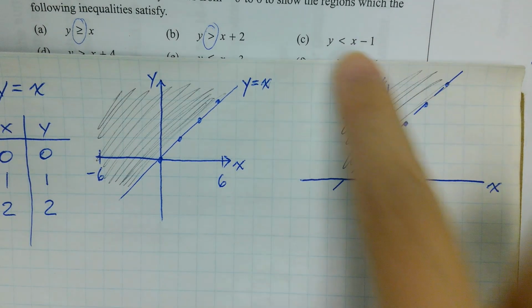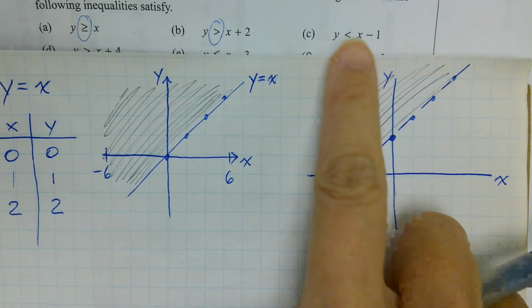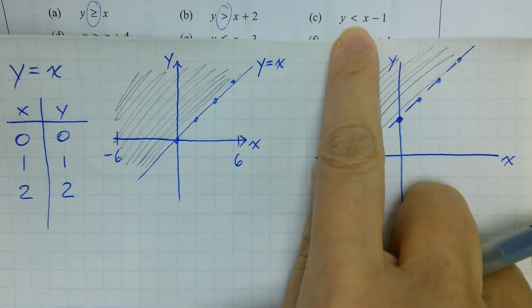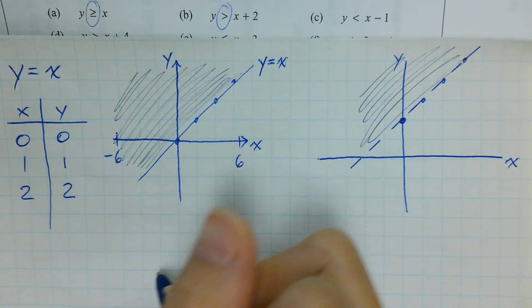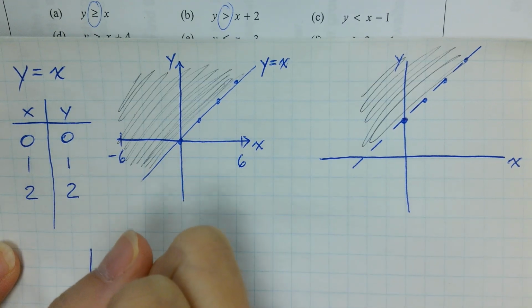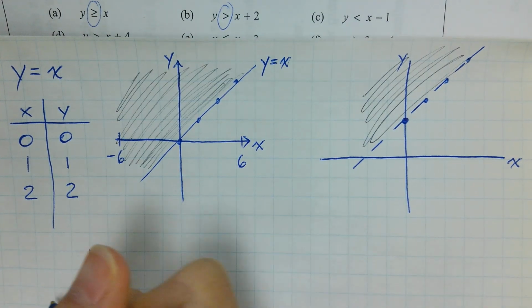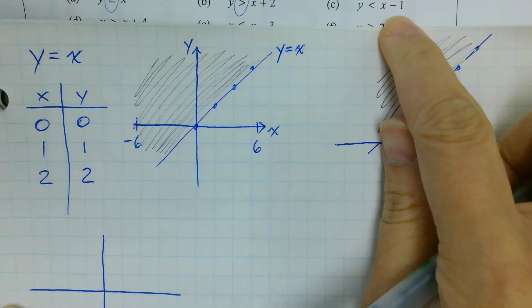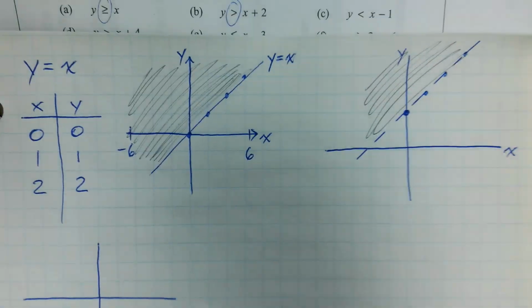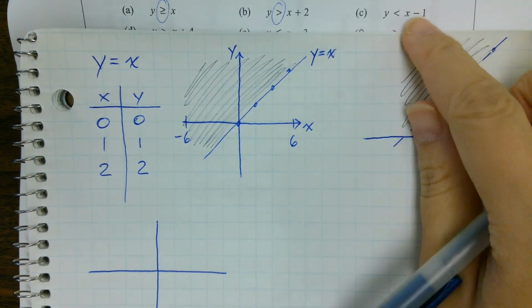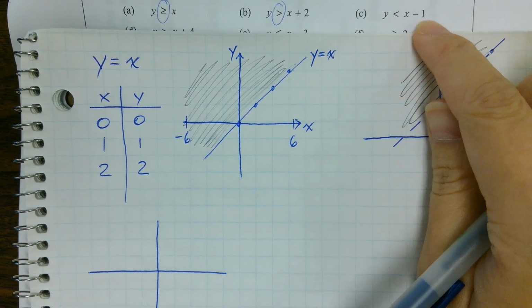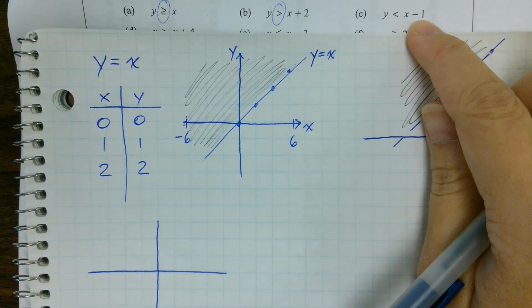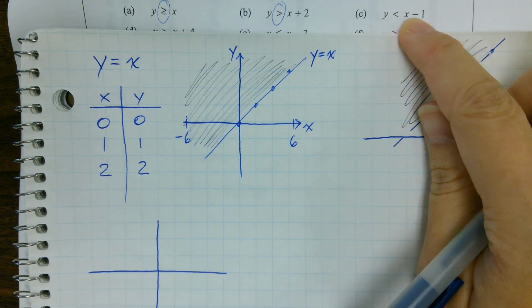Alright. This one, Michaela, you're gonna help me with this one. y equals x minus 1. Less. Yep, y is less than x minus 1. So looking at this equation, what's my y-intercept? What's my y-intercept?